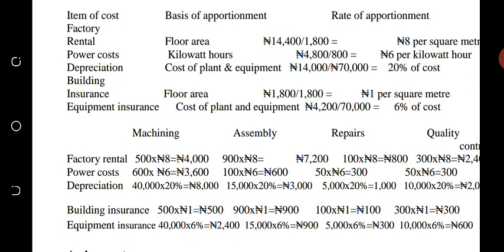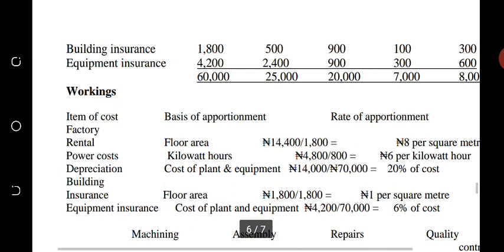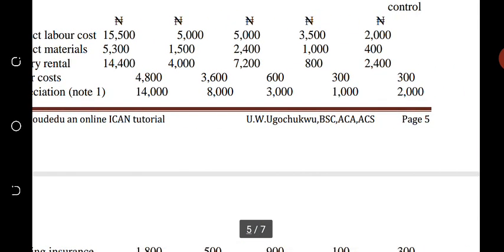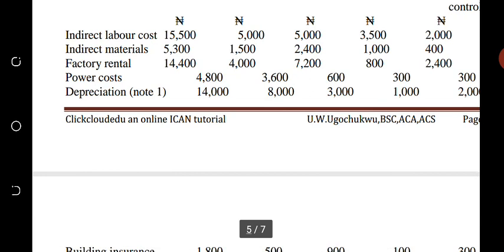kilowatt hours. So for machining, we have 600 times 6, we get 3,600. Assembly is 1,100 times 6, 6,600. Repair is 50 times 6, 300. Quality is 50 times 6, which is also 300. So that's how I got these figures for the power cost.